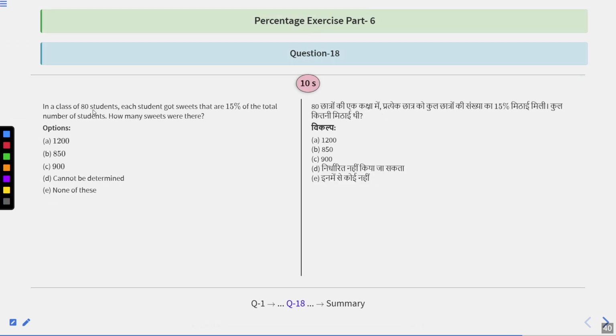Next one. In a class of 80 students, each student got sweets that are 15% of the total number of students. How many sweets were there? You have 5 options and 10 seconds to solve this question. Your time starts now.